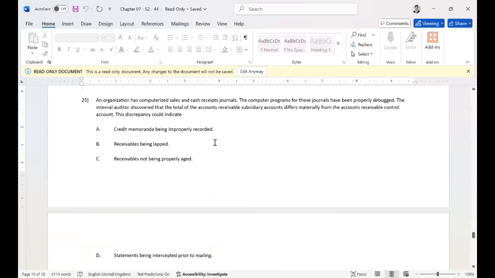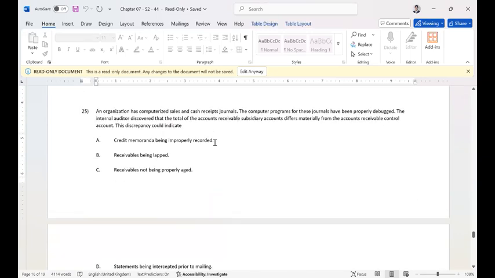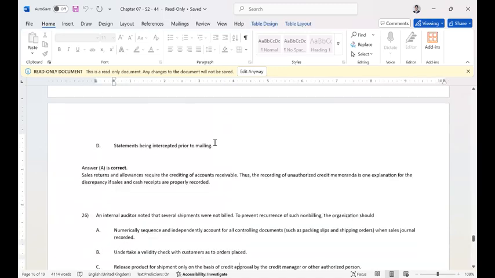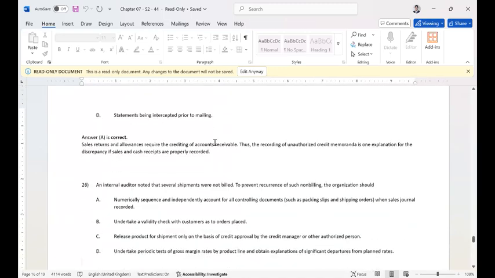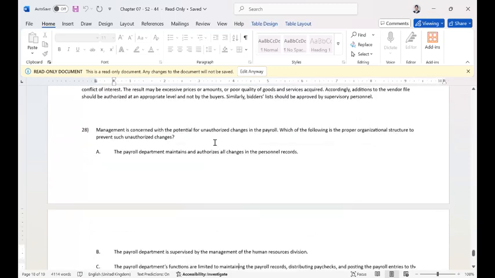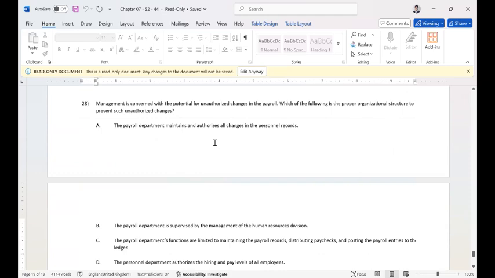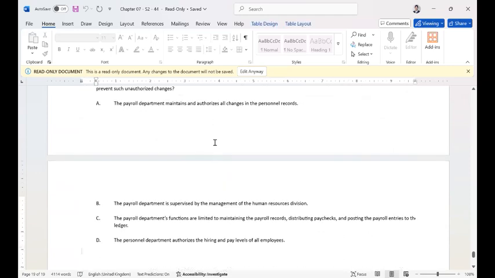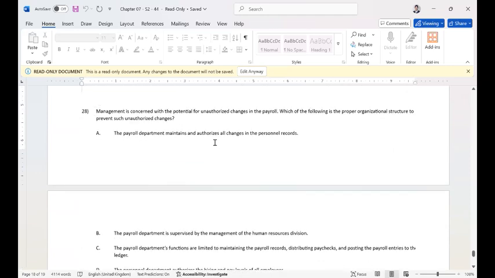They are not put properly. The accounts, yeah. So either account can get, there could be a discrepancy. It can be the receivables or the GL control account. Interesting question. Can you check question number 28?